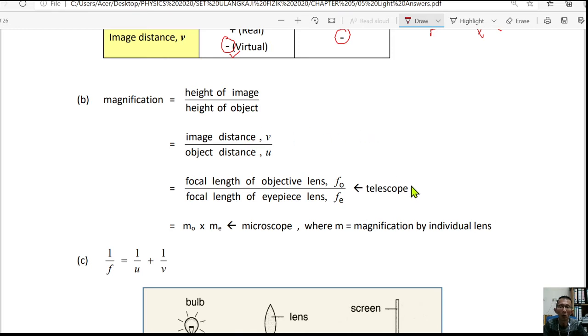For telescope, you can determine the magnification by dividing FO with FE. But for microscope, you multiply each magnification. So MO here is the magnification by the objective lens. ME here is the magnification by the eyepiece lens. So you multiply these two, you will get the magnification of a microscope.